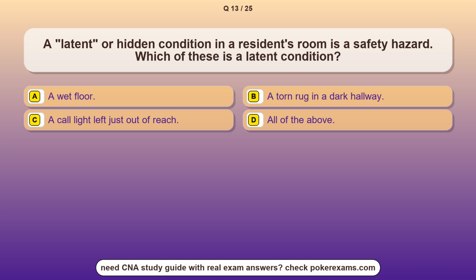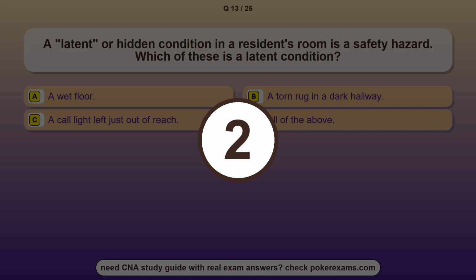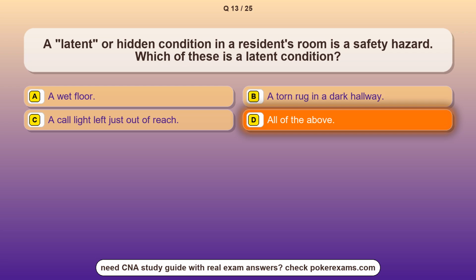Option A, a wet floor. Option B, a torn rug in a dark hallway. Option C, a call light left just out of reach. Option D, all of the above. The correct answer is option D, all of the above.